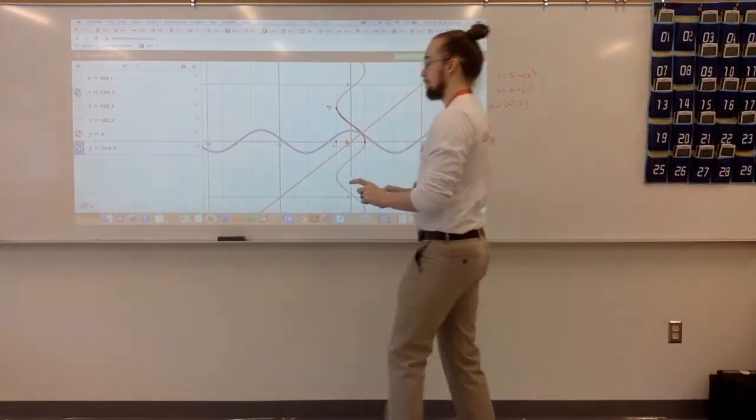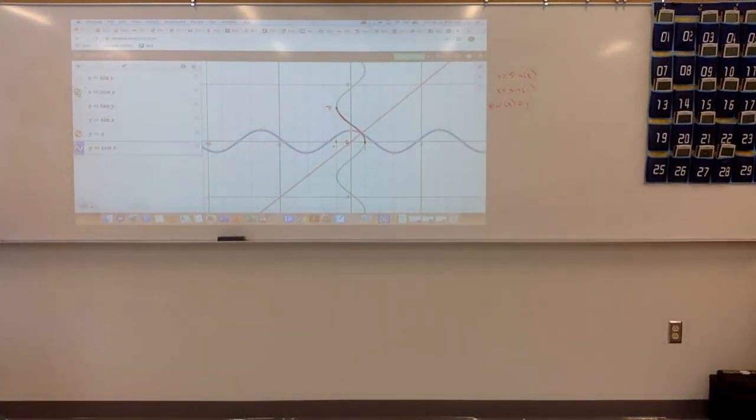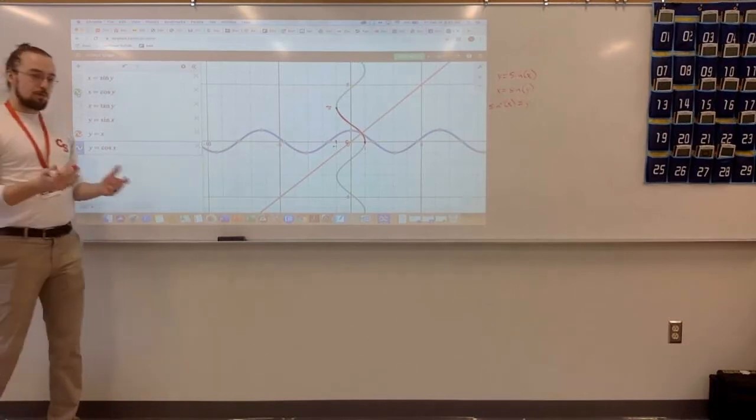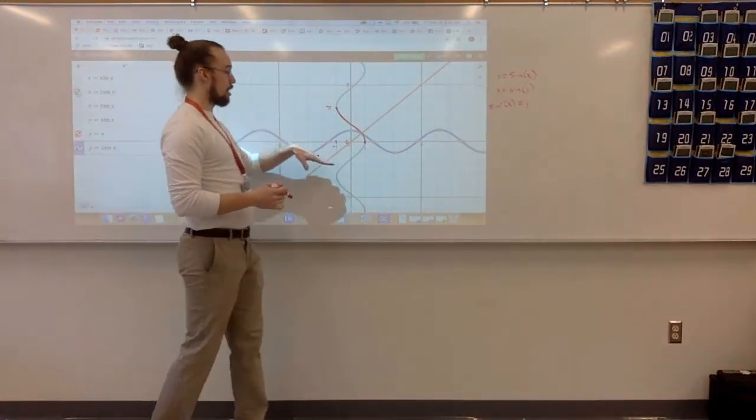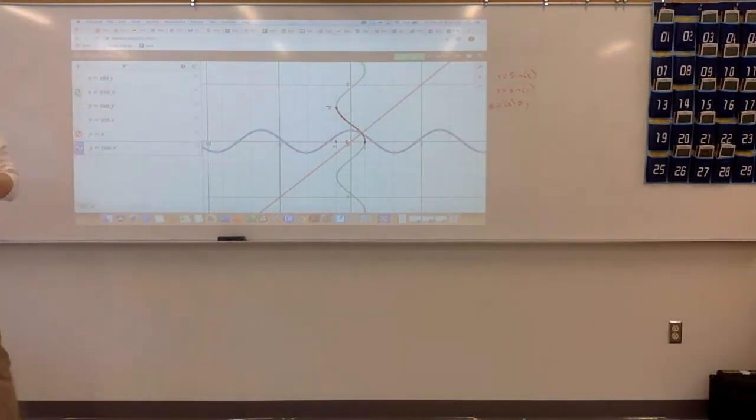Hopefully this will make a little more sense when we look at this on the unit circle in a second, but those are things that we just have to memorize. The range for inverse sine is -pi/2 to pi/2. The range for inverse cosine is 0 to pi.